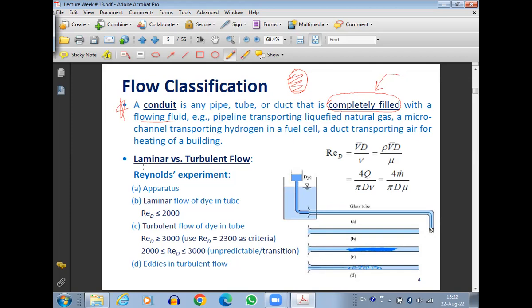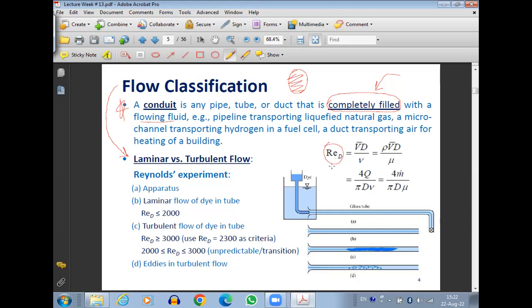Now, the next thing is that since we are talking about flow classification, the basic flow classification that we are going to discuss is laminar versus turbulent flow. So when we talk about the flows within conduits, how do we determine if the flow is laminar or turbulent? It is based on the Reynolds number. Reynolds number is something that we studied in the earlier lectures.